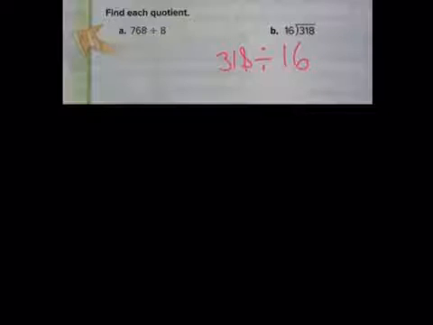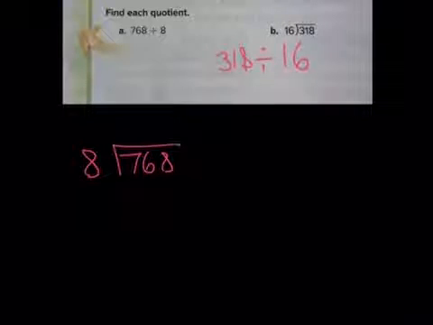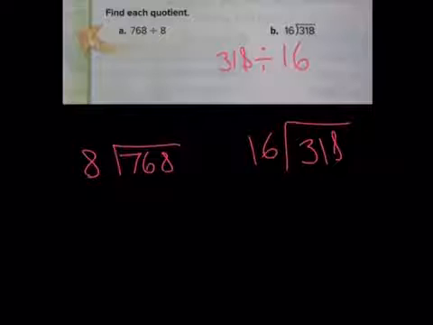Okay, now we're going to look at the bottom of page 216, and you can see that we have a division written in this format and one written in this format. I wrote it here like this so that you can see the format of how you should be writing it. So you see that it's 16 into 318, or 318 divided by 16. Here, 768 divided by 8 will be written like this. And over here, we already have 318 divided by 16.